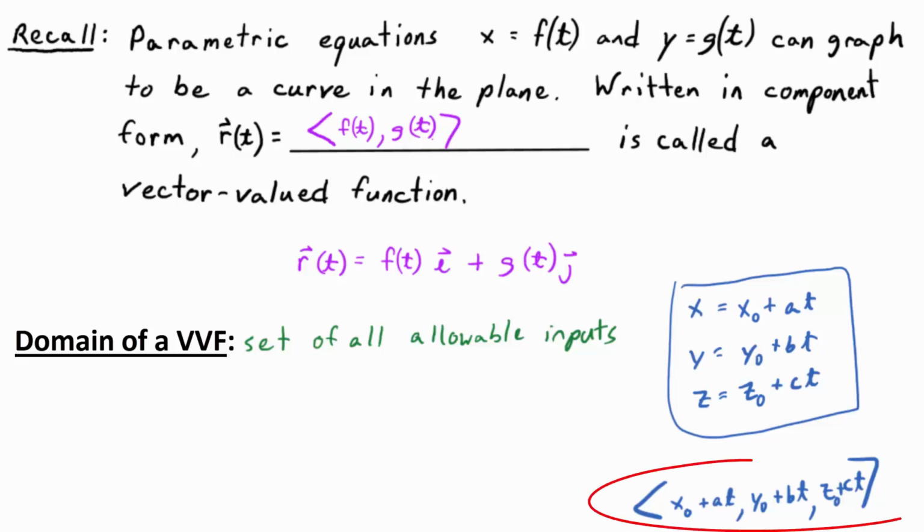So instead of thinking of this as a set of arrows, we're going to think of it as a set of tips of the arrows, a set of points. And so that particular vector-valued function is what we would call that, represents a line in space.